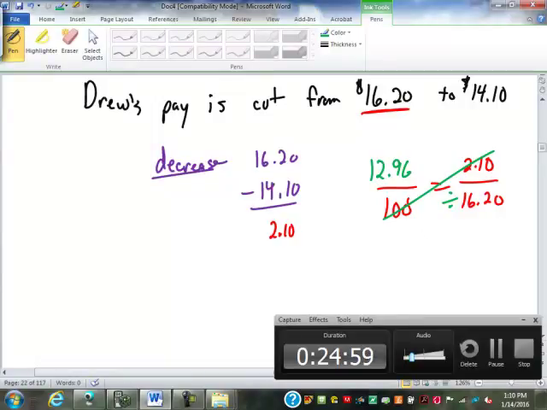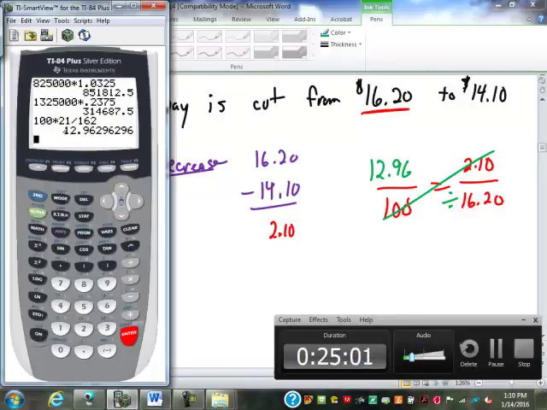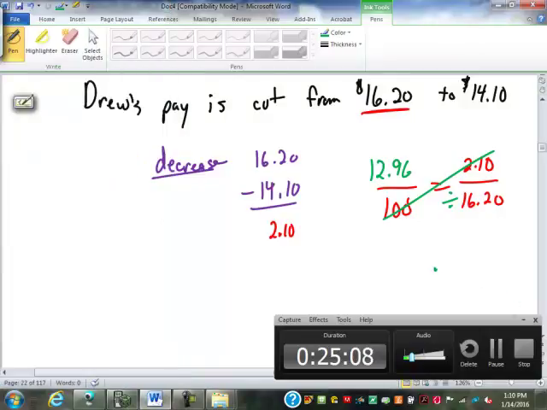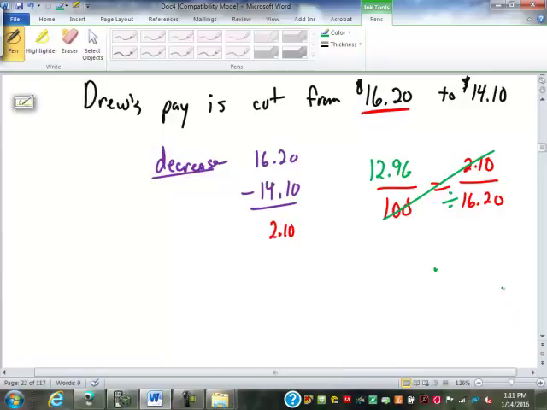I did 21 and I did 162. I just left off the decimal points and the zeros. Just being lazy with my key punches. So 12.96%.